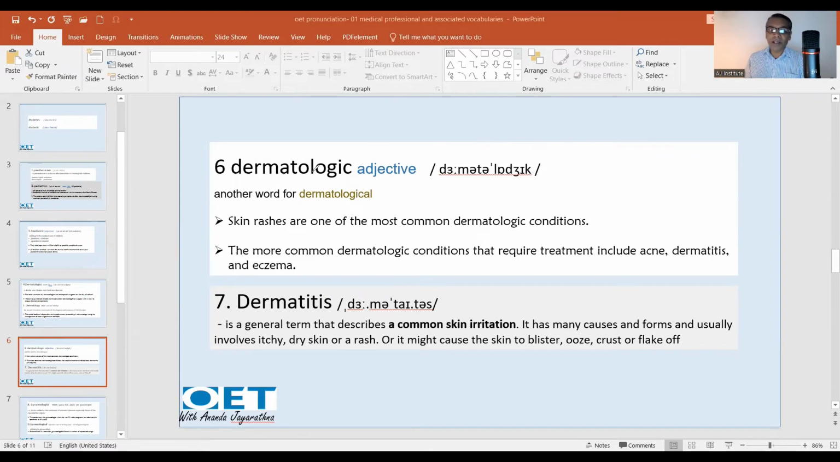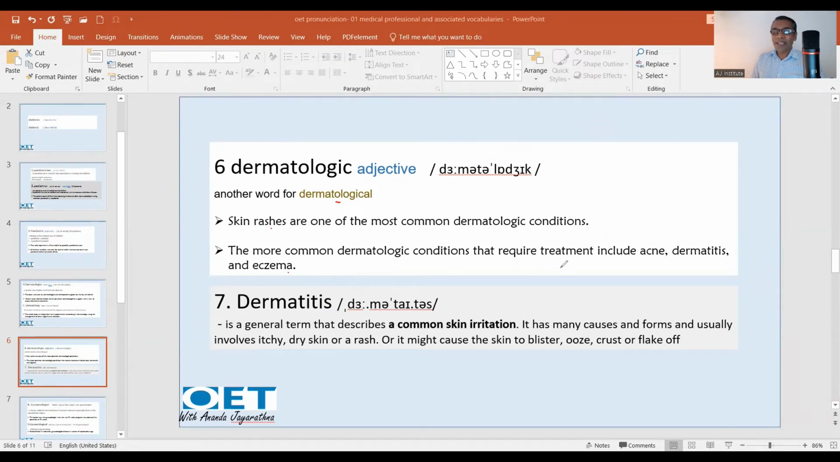Nama visheshana padayak, adjective form, dermatological. So sometimes we have to use the adjective when you're talking about skin conditions. Now read this sentence aloud to learn the correct pronunciation of dermatologic. So we can say, skin rashes are one of the most common dermatologic conditions.